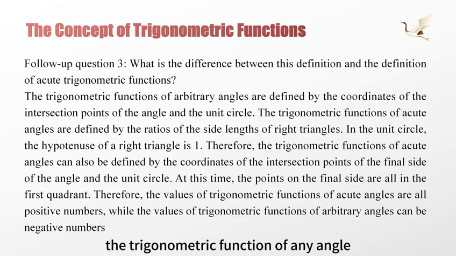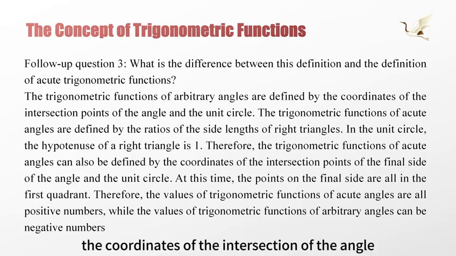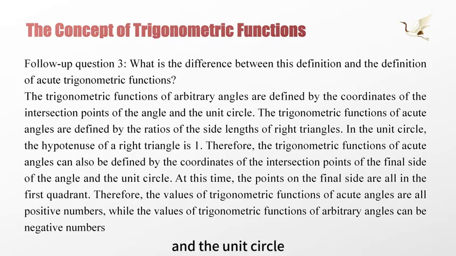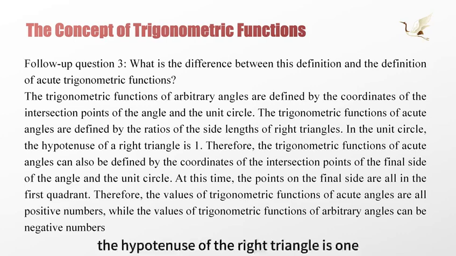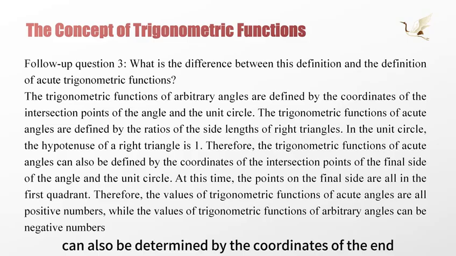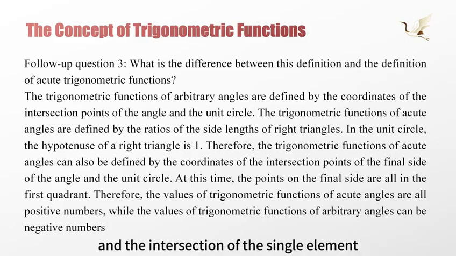The trigonometric function of any angle is defined by the coordinates of the intersection of the angle and the unit circle, while in junior high school, the acute trigonometric function is defined by the ratio of the side lengths of the right triangle. In the unit circle, the hypotenuse of the right triangle is 1, so the acute trigonometric function can also be determined by the coordinates of the intersection of the terminal edge of the angle and the unit circle.